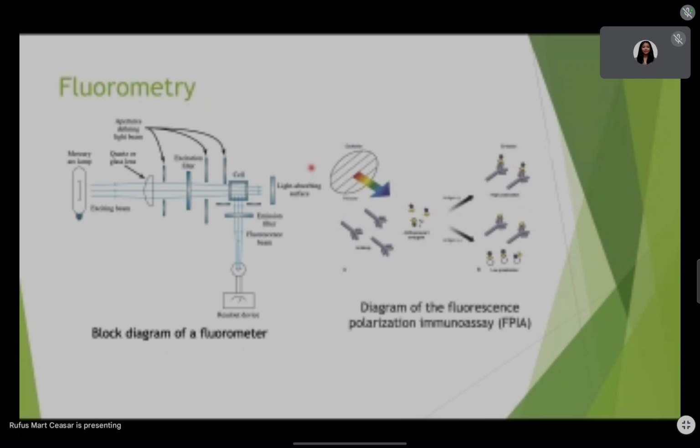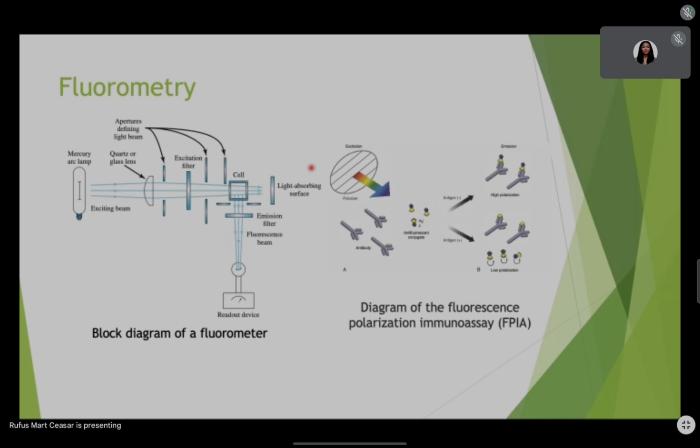So, next ay didiscuss naman natin ay fluorescence or fluorometry. Fluorescence occurs when a molecule absorbs light at one wavelength and emits light at a longer wavelength. Importante yun. An atom or molecule that fluoresces is called a fluorophore. So, isang atom or molecule na nag-fluoresce ay isang fluorophore.